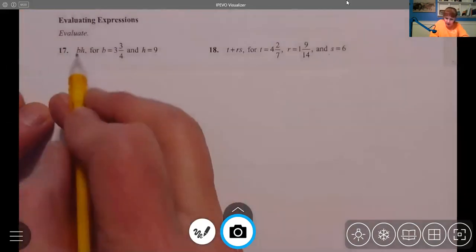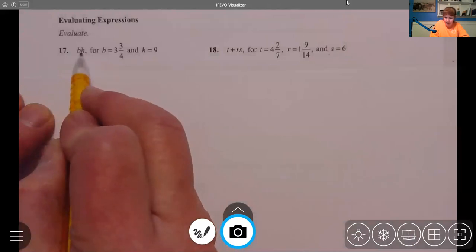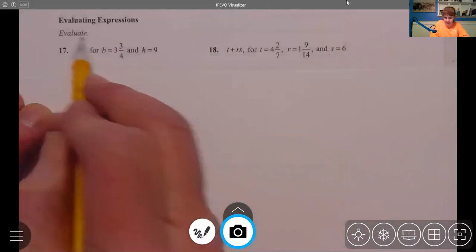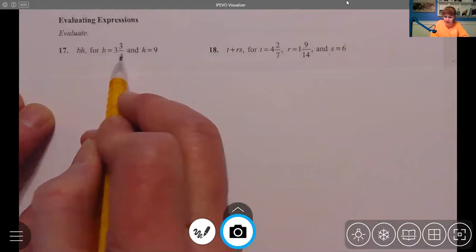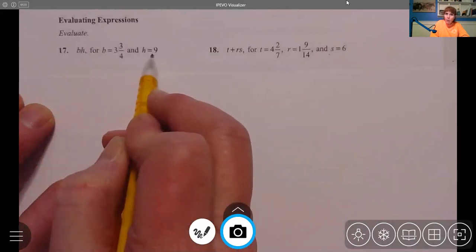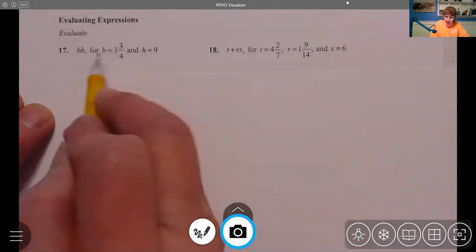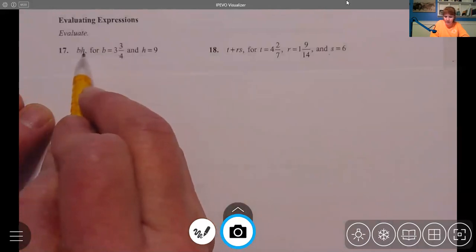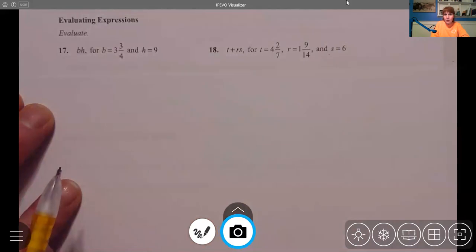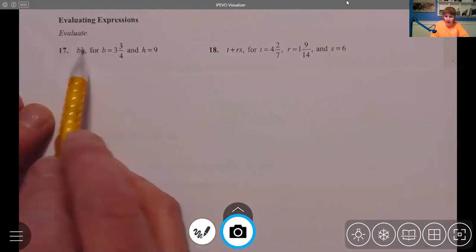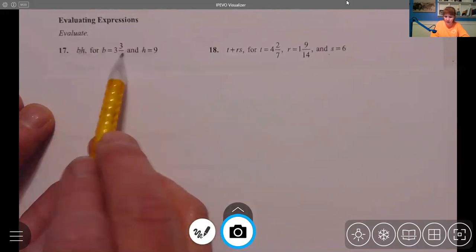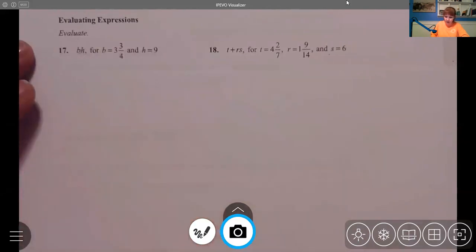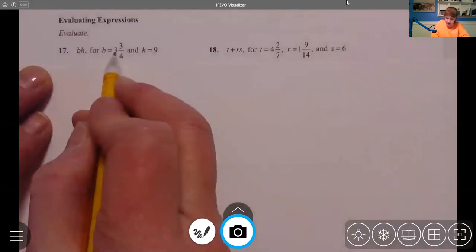So here they give you BH and they want you to evaluate this if B is 3 3/4 and H is 9. Well, they want you to substitute these in right here. Whenever variables are next to each other like that, it means they're going to be multiplying. Whatever the B is times whatever the H happens to be. Because these are variables, they could vary, and they have chosen these for the B and the H. So I'm going to put in B is 3 3/4.